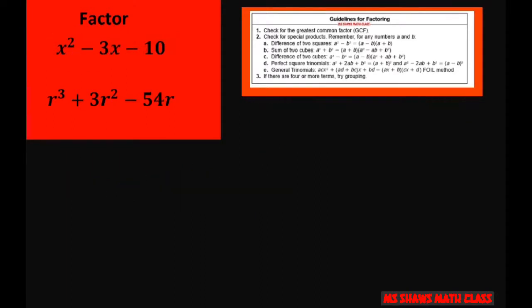Now the second one is a trinomial as well, but what I'm going to do is use my guidelines for factoring and check with step 1, greatest common factor. Because I can factor an r out of all of these. So if I divide, don't lose your r. When you divide by r, you're going to get r squared plus 3r minus 54.